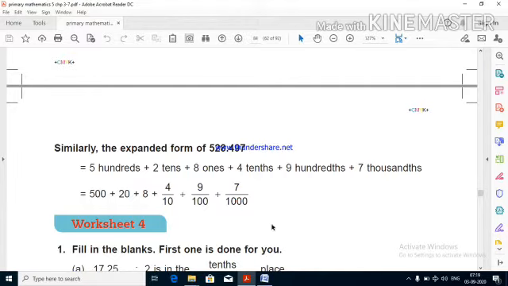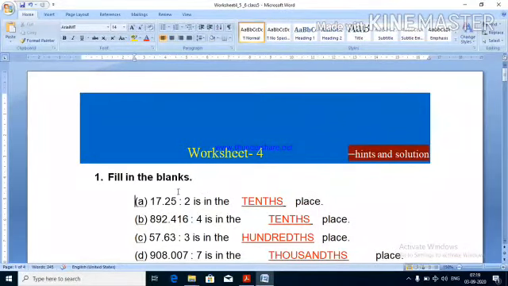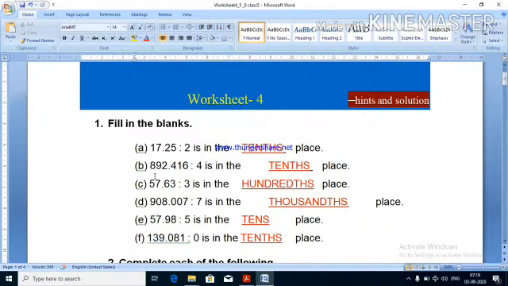Now come to your worksheet so that your concept is more clear. Okay, fill in the blanks. First question, fill in the blanks.